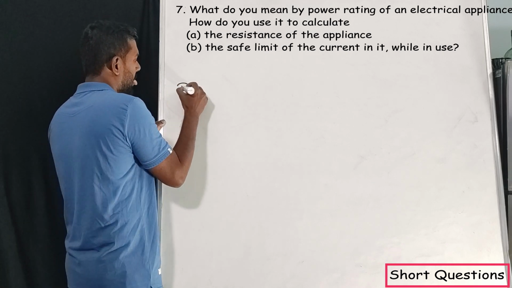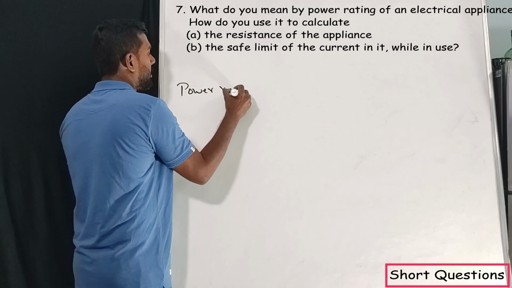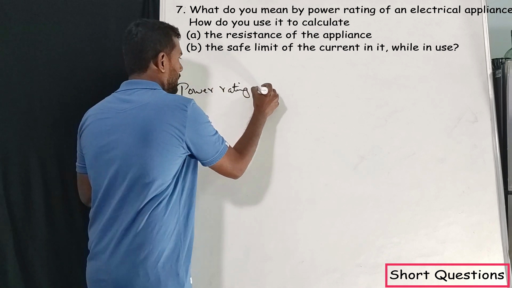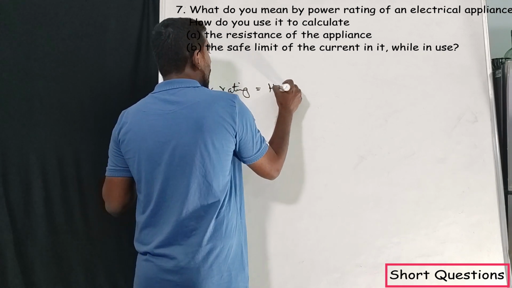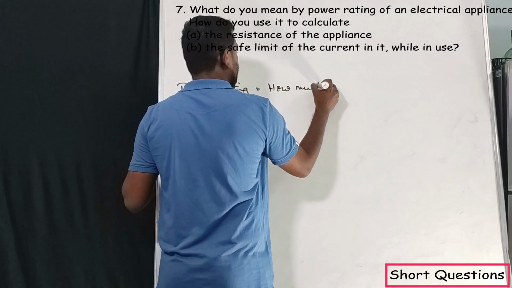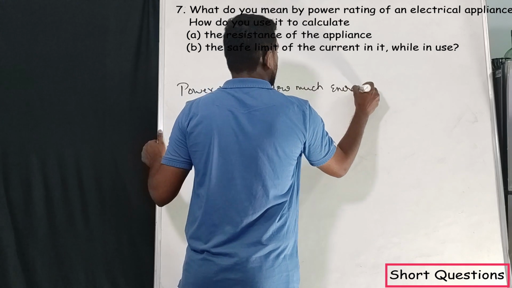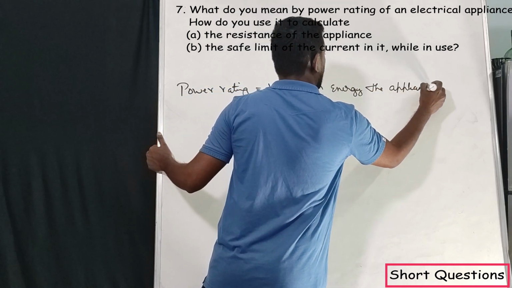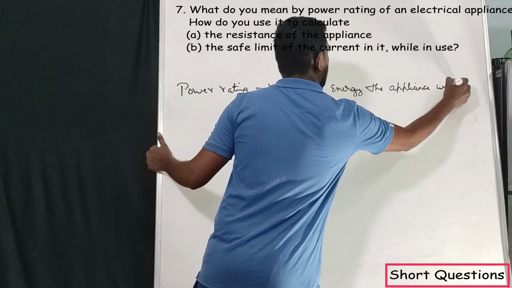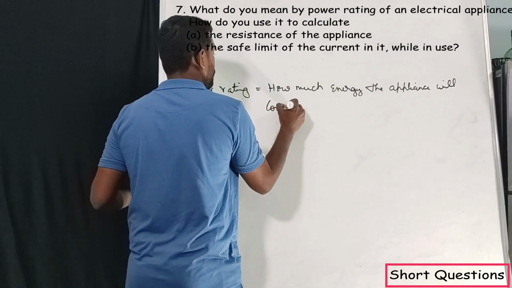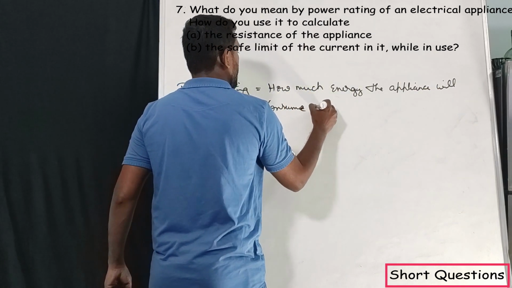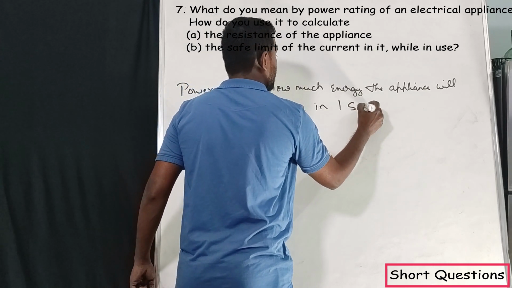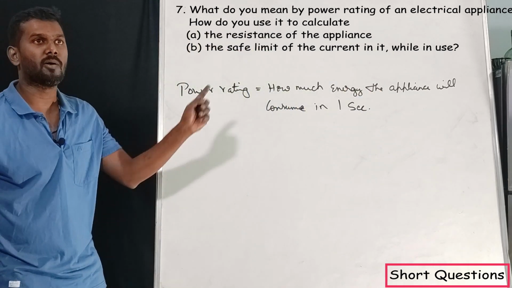So power rating is nothing but how much energy the appliance will consume in 1 second. So this is the meaning of power rating.